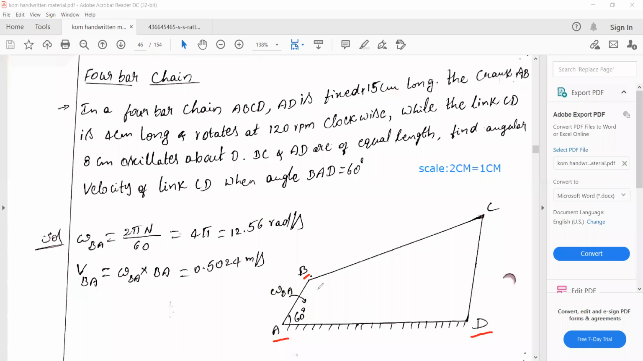So A, D, B are all known here. Now we are going to find C. How do I identify the C value? Simply take the compass. Why? Because AD and BC are equal lengths. So take the compass and arrange a distance of 7.5 centimeter. Why? Because the original is 15, but with our scale we have to reduce the size. So arrange the 7.5 centimeter and draw one arc.